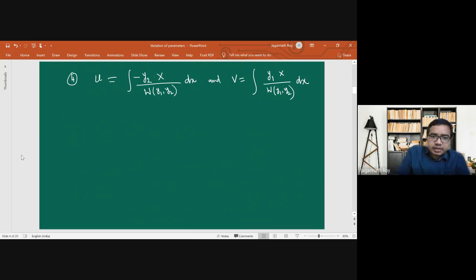Once we find them, we substitute these values. Find u and v, then write the general solution as y equals c1 CF plus PI.